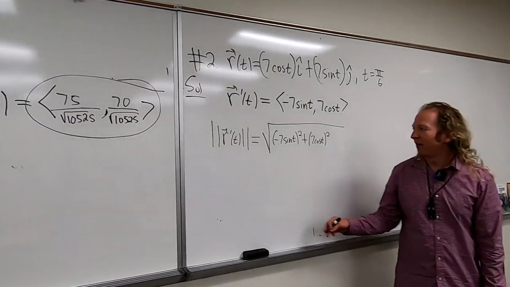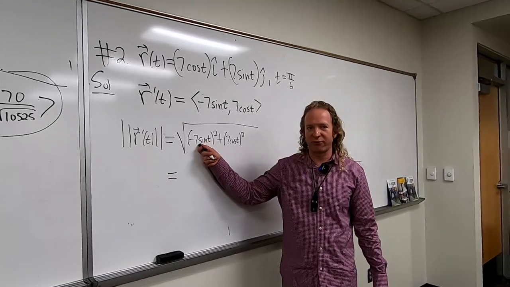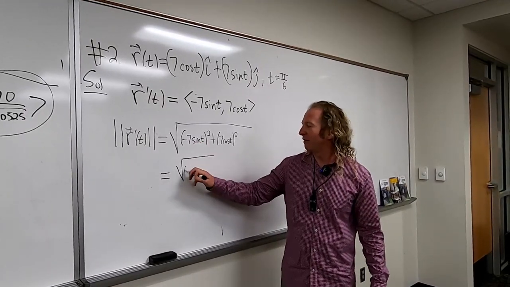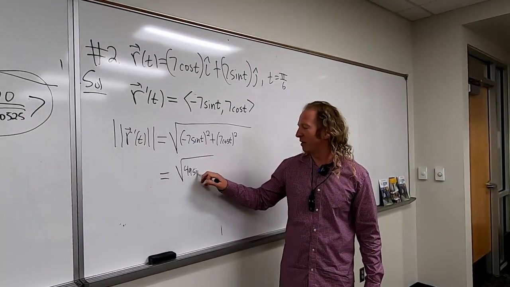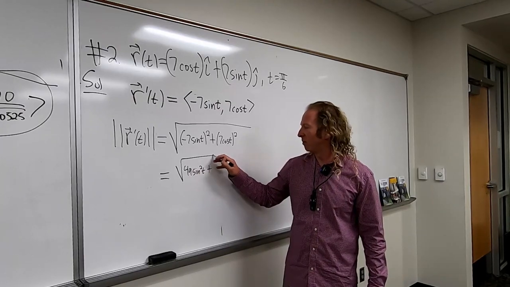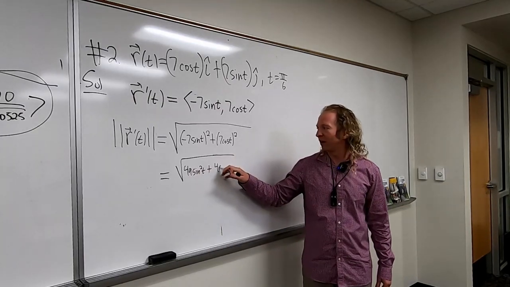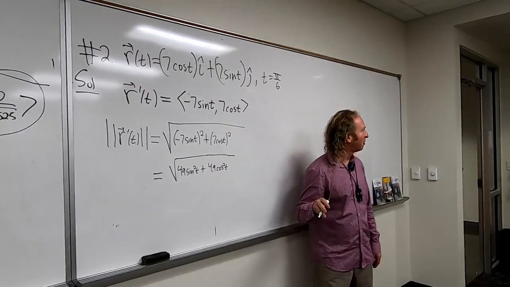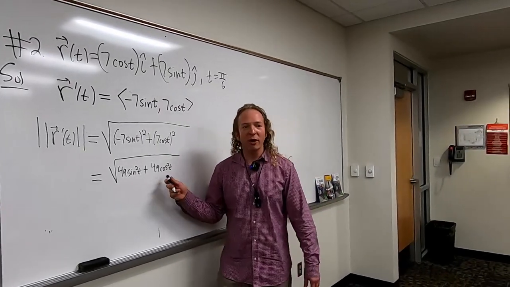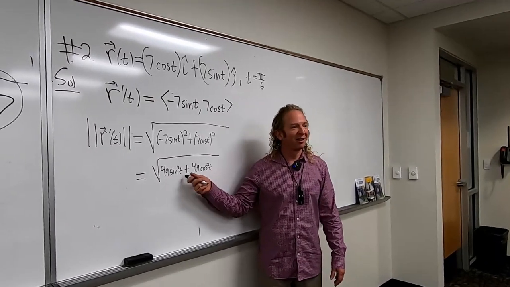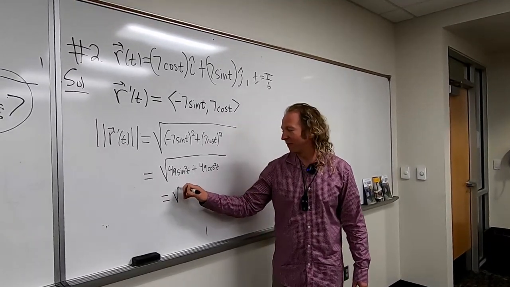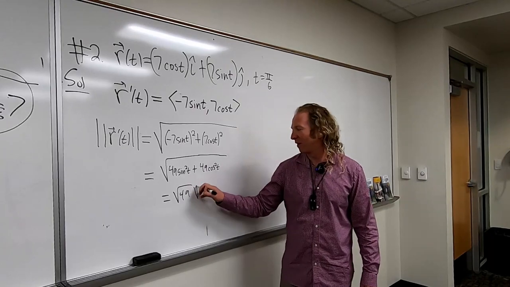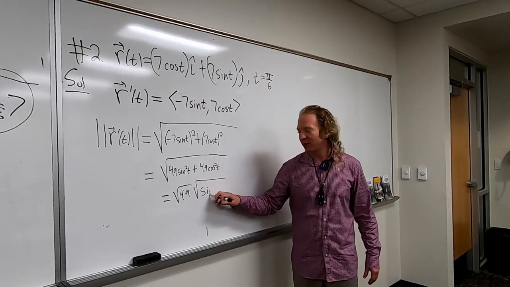Today's the hardest day. Square this one, you get 49. Oh, I see, said the blind man. Plus 49 cosine squared t. Oh, hey. What can you pull out here? The 49. You get sine squared plus cosine squared.